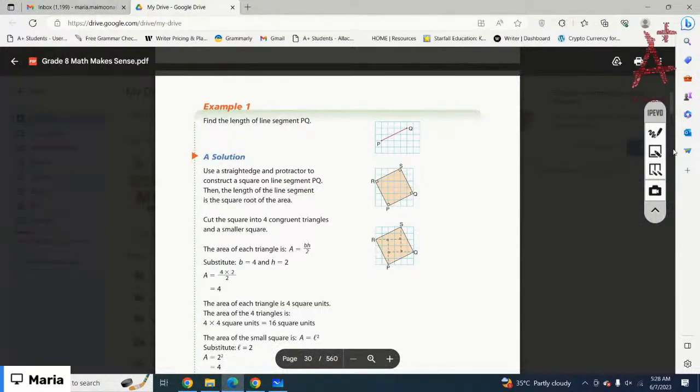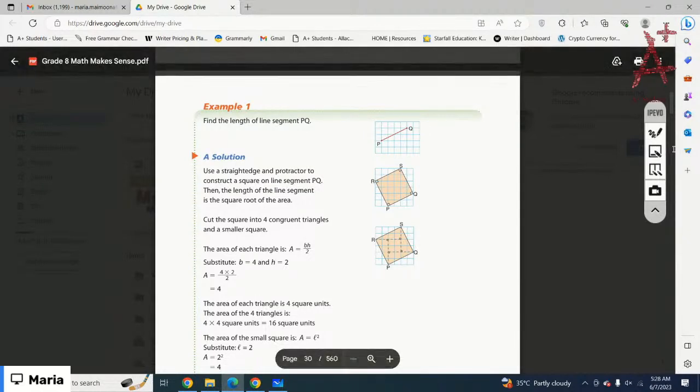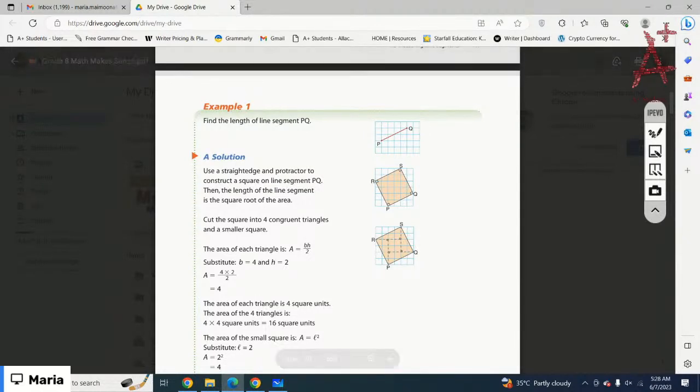Use the straightedge and protractor to construct a square on line segment PQ. You have to make the square on this line segment. Got it? Cut the square into four congruent triangles and a smaller square. So the area of each right triangle is A equals ab divided by 2.